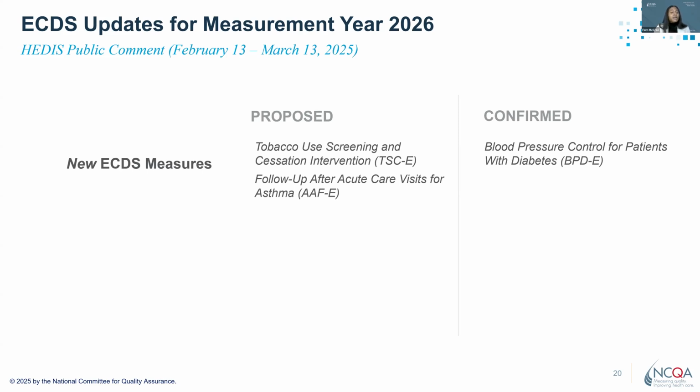So we have two new measures, the tobacco use screening and cessation intervention measure, and the follow-up after acute care visits for asthma measure. We also are planning to introduce the ECDS version of the blood pressure control for patients with diabetes measure. This is one of the hybrid measures that we presented in one of the previous slides, the table that is going through a transition. And so this is that first step where we're going to introduce the ECDS version in this upcoming measurement year, eventually it will replace the hybrid version after that transition period and evaluation period.